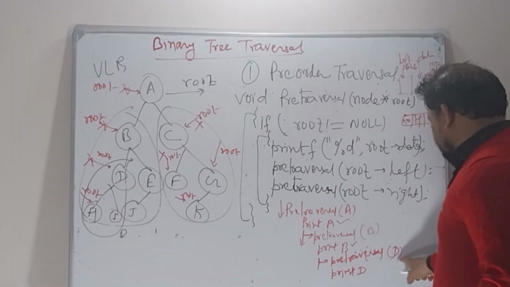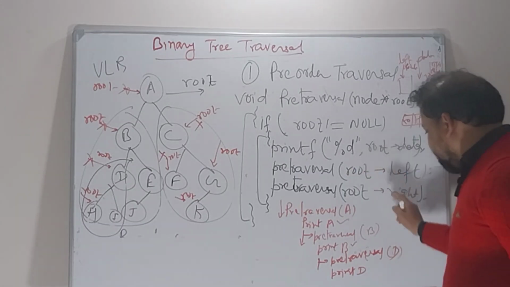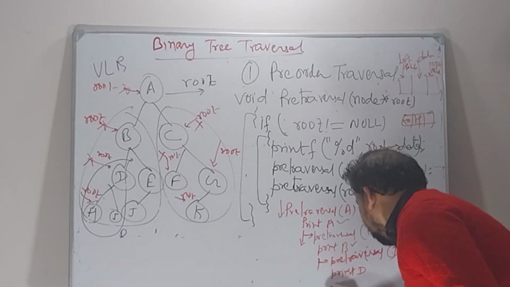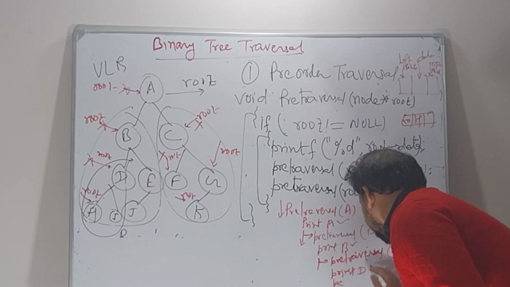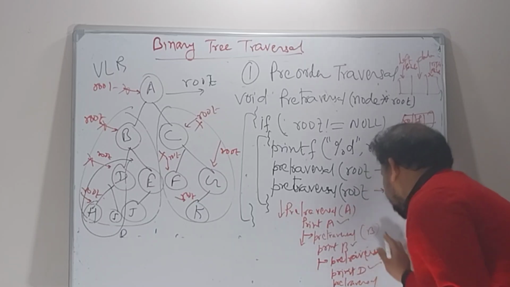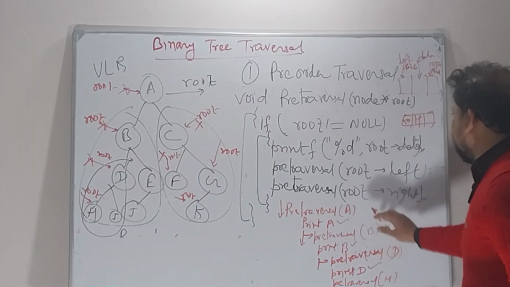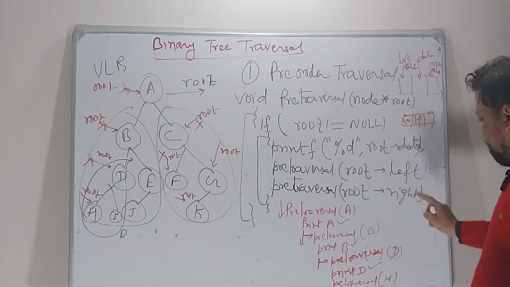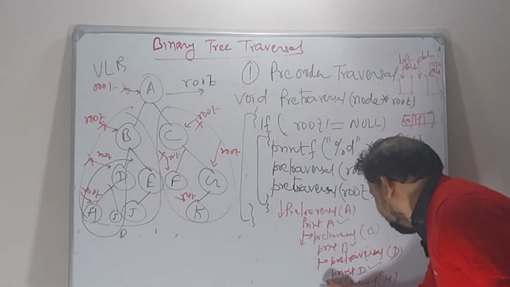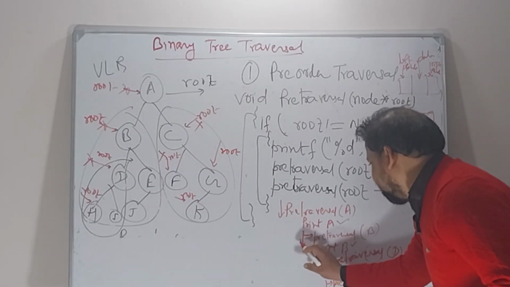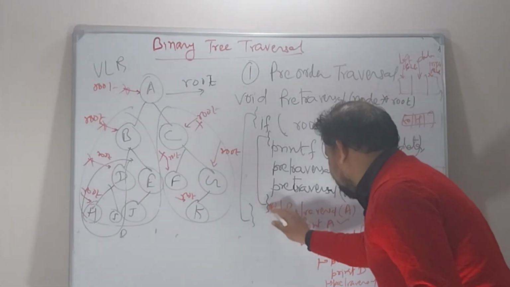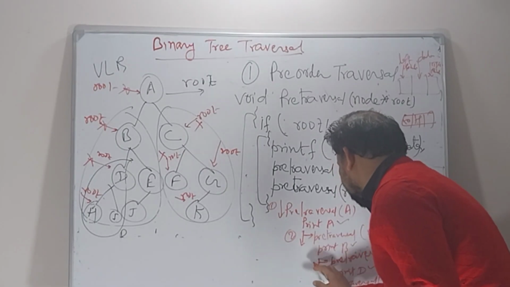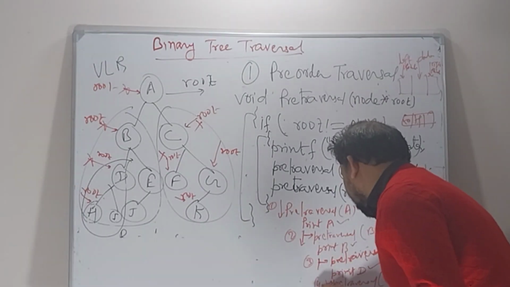Again it will go and check. Then root left. Now root is your D. So what will happen? Root left. So it will go once again. It will call pre-traversal H. So again it will go and check. Now your root is H. Is H equal to null? So in that case, here it is called. This is the first function. This is the second function. This one is called third, and this one is called fourth.